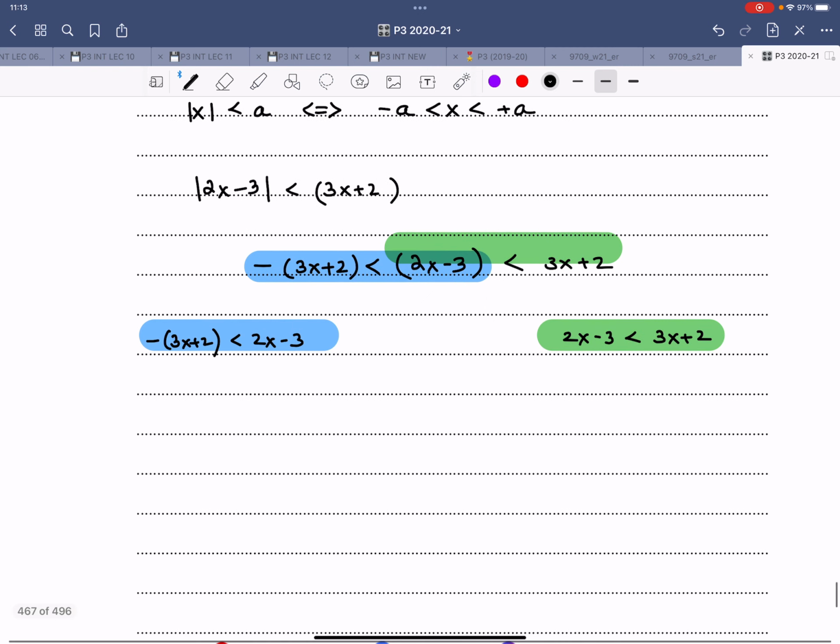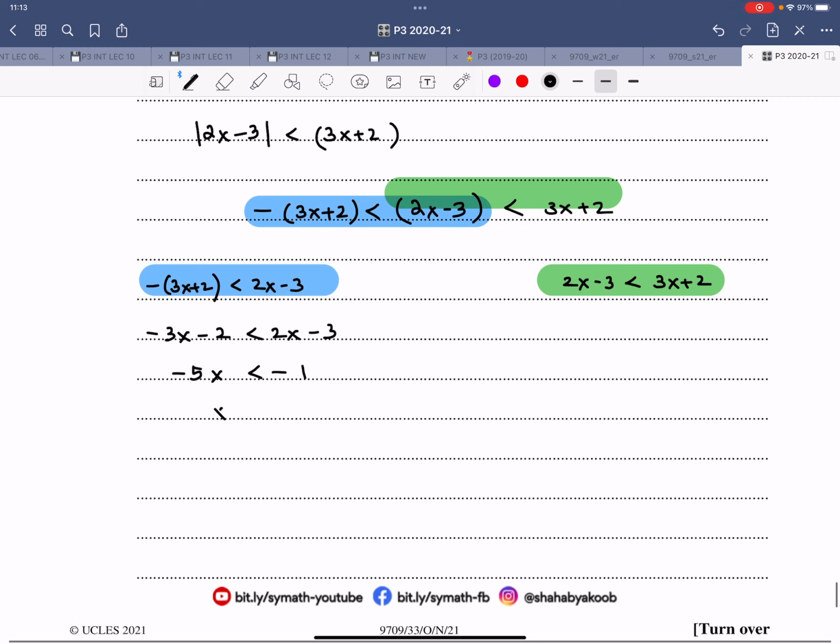So negative 3x minus 2 is less than 2x − 3. Moving terms, negative 3x minus 2x, that is negative 5x, is less than negative 3 plus 2, which is negative 1. When you divide, the inequality flips and this comes out to be x is greater than 1/5. That is one thing that you get. What is the other one? Then you solve this one.